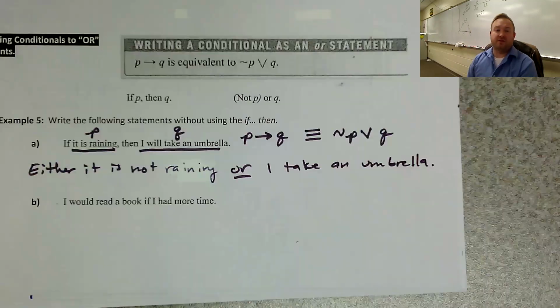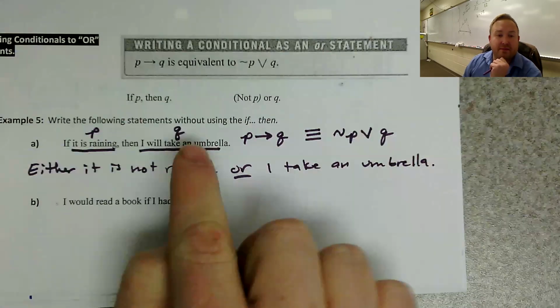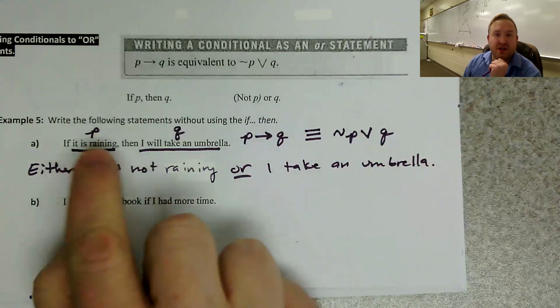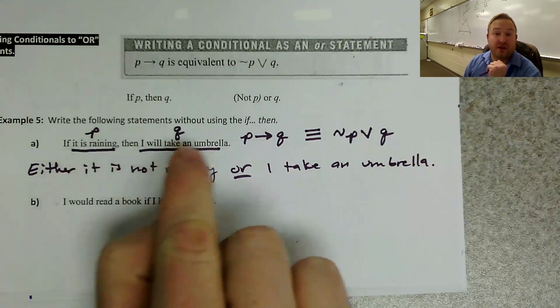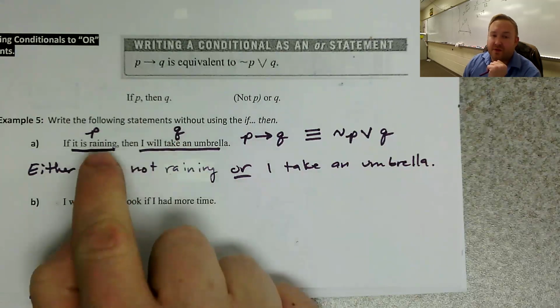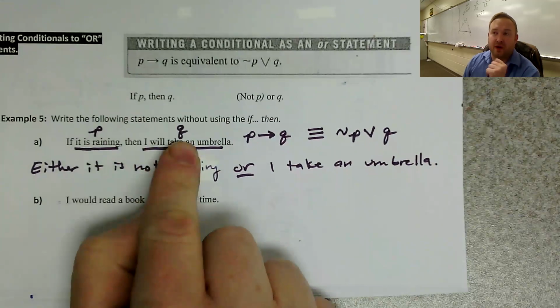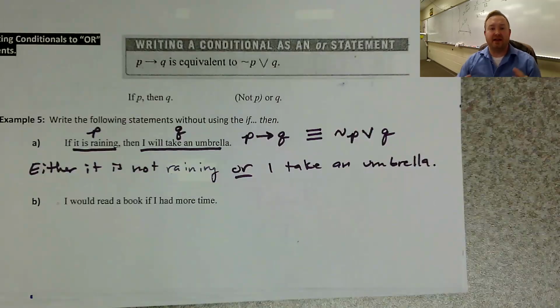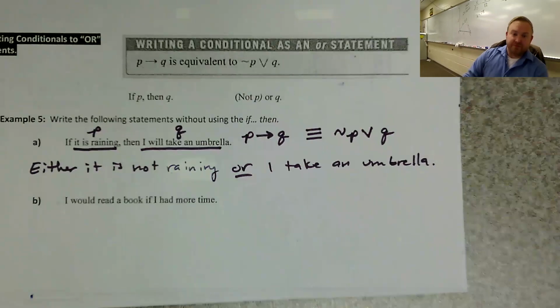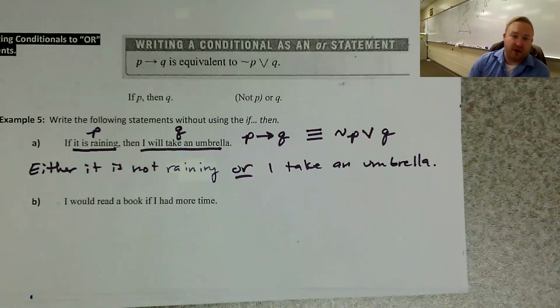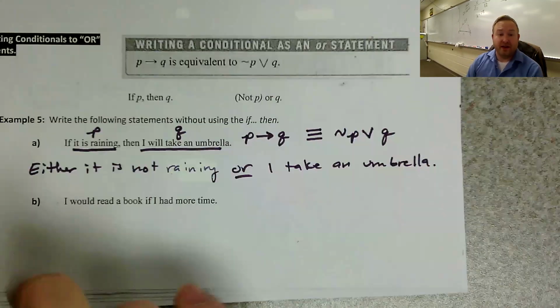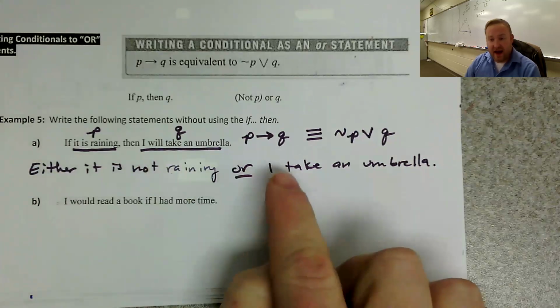So I will walk you through this real quickly. Hopefully this makes some sense. This original statement is saying if this condition is met, then this conclusion can be made. So in the event that there is rain, we can conclude I'm going to take an umbrella. Now, if that statement is fact, that if it's raining, I will take an umbrella, then one of two situations is occurring. Either it's not raining or I have an umbrella in my hand.